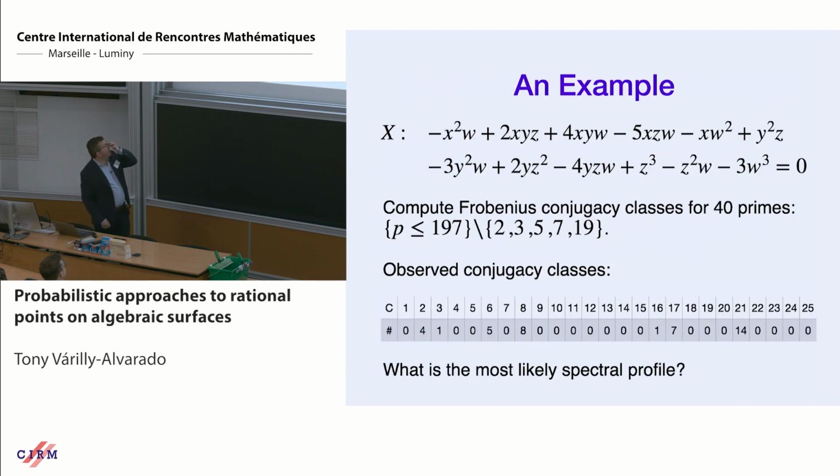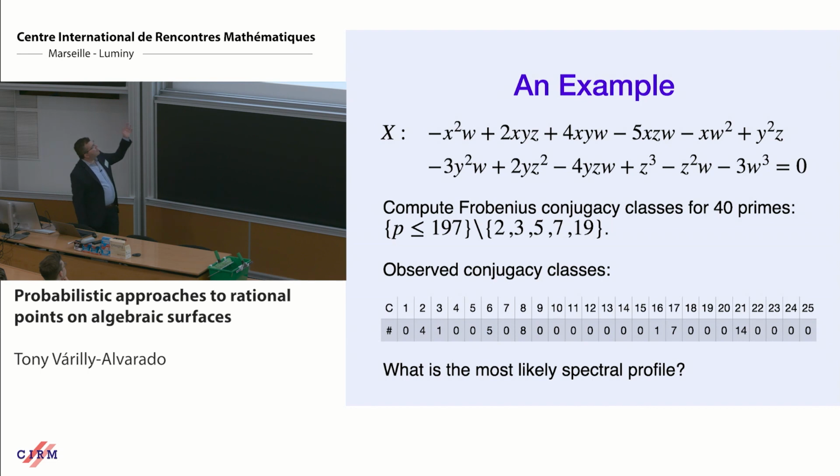Okay, so here's an example. This looks like a random cubic surface. It is not. It is in the Elsenhans-Jahnel database. Its Galois group actually has order 48, if I remember correctly, and 48 is much smaller than 51,840. It's not apparent from the equation, but that is what happens.